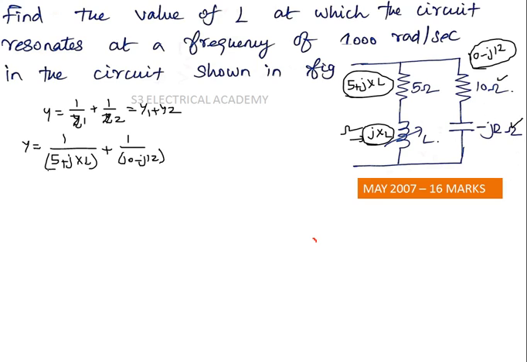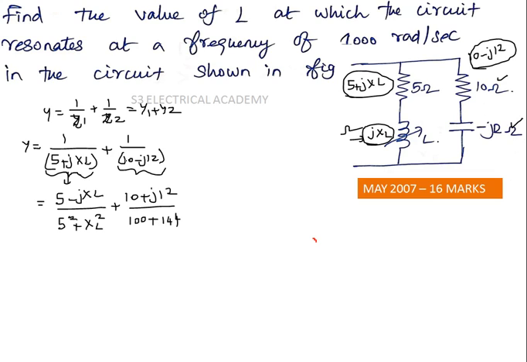If we have a complex term in the denominator, the problem will be very tedious. So take the conjugate of each term and multiply in both numerator and denominator. So this term will be 5 minus jXL divided by (A plus iB)(A minus iB), which is equal to A squared plus B squared. So 5 squared plus XL squared, plus the conjugate of the other term, 10 plus j12 divided by 10 squared, 100, plus 12 squared, 144.